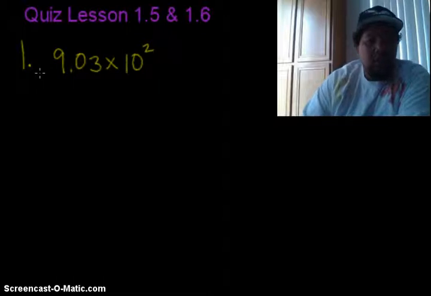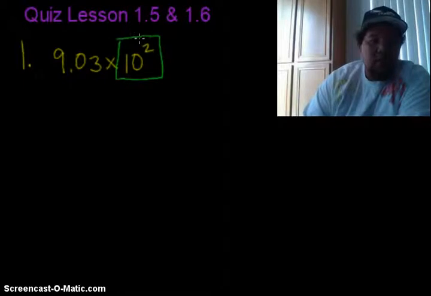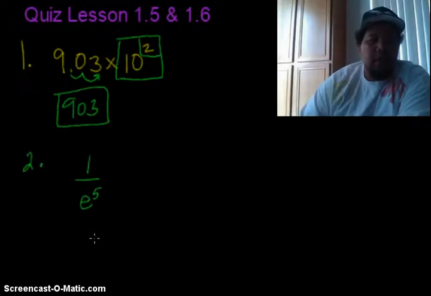So first of all, we want to write this scientific notation number into standard form. We're going to look at the exponent, the 2. This 2 is positive, so that means we're moving this decimal point 2 places to the right, giving us 903.